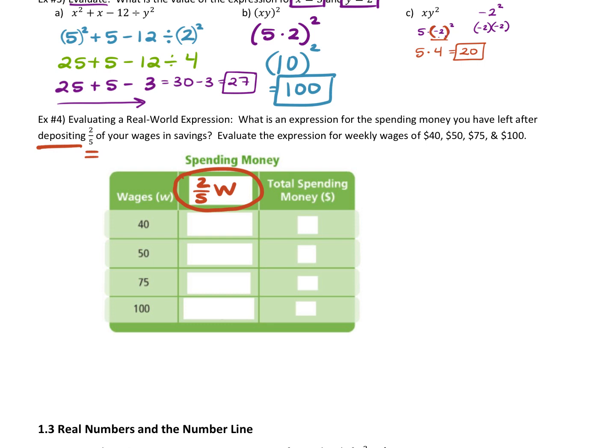Oh, guys, I read that wrong. You're totally right, Mr. Hartle. 3/5. My bad. We're trying to deposit 2/5, which means we have 3/5 of our wages. I didn't read that. We're looking for our spending money. We're not looking for the money that's in the bank. So we're looking for what we're left with.